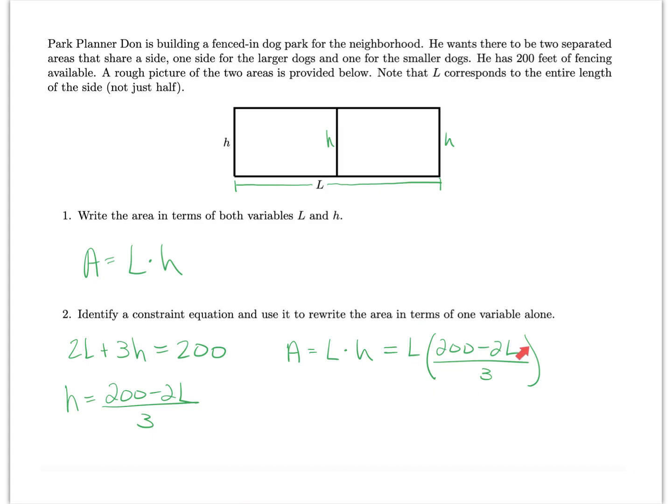Just to make this easier to take a derivative of, which I'm going to have to do in my next step, I'm going to break this one big fraction into the sum of two fractions. I'm going to divide this 3 into each term of the numerator. So this is going to become area equals L times 200 thirds minus 2 thirds L. And then I'm going to distribute this L into the parentheses. So area is going to be 200 thirds L minus 2 thirds L squared.